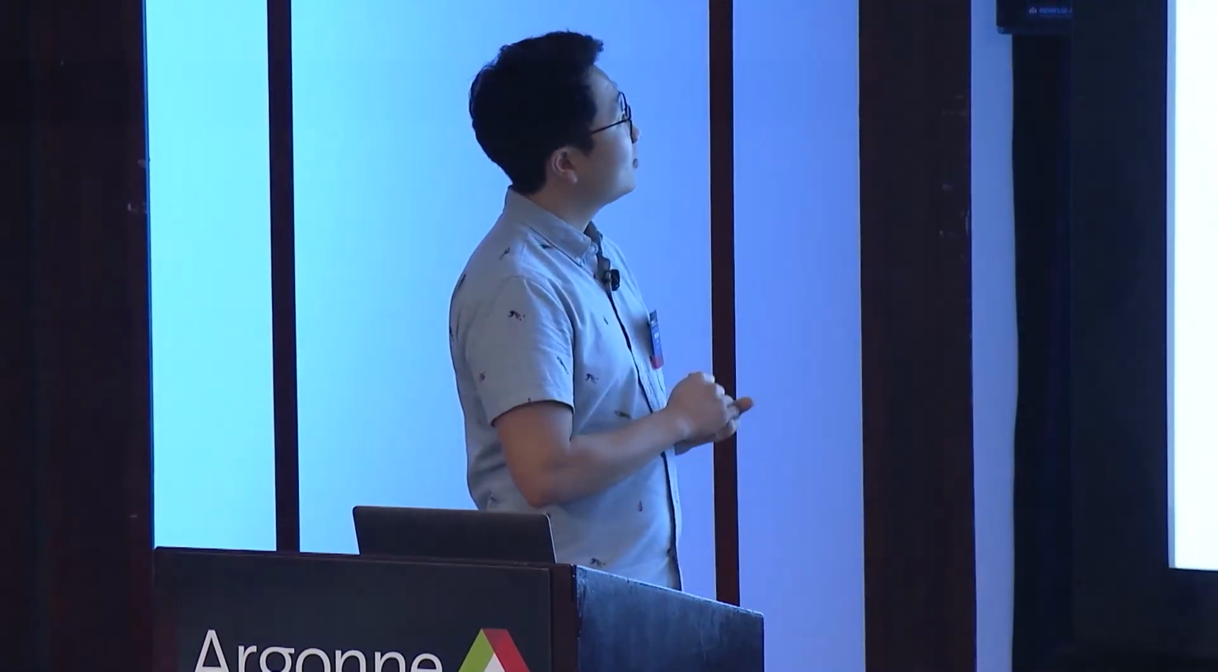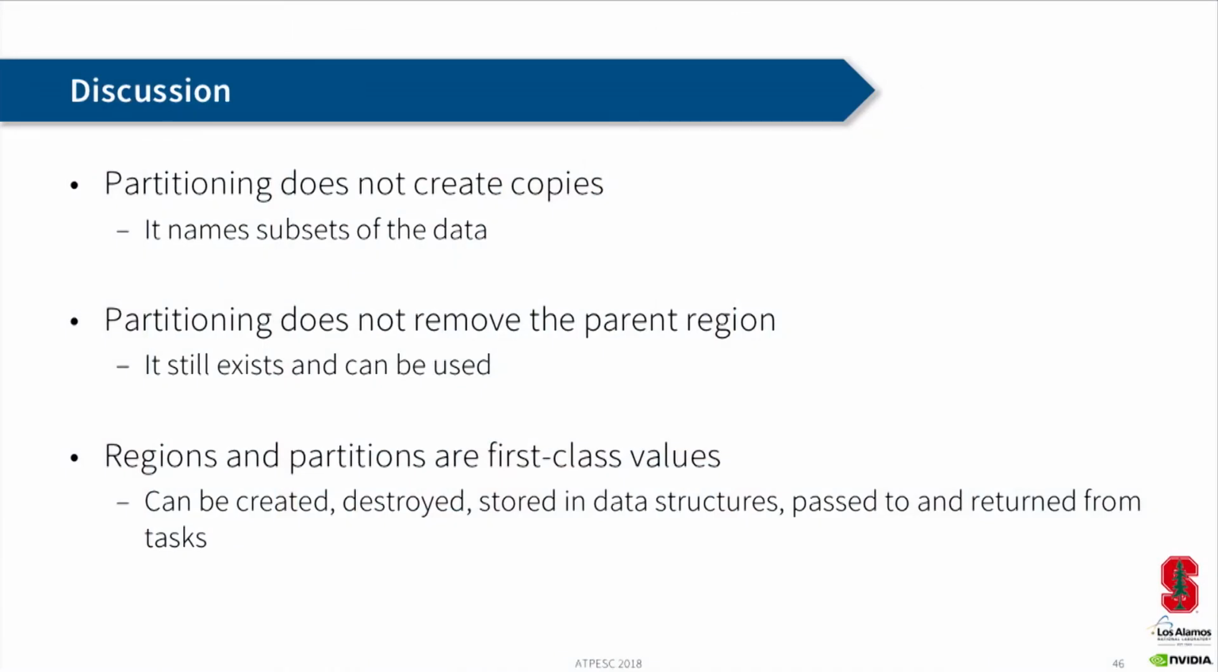A couple of things to note here is partitioning itself does not create a copy of the data. Okay, it just names a subset of data. It just describes how the partition should look like. So at that point, no data movement happens. And partitioning also does not destroy the existing region. Right. So the parent region and the partition can exist at the same time, and they can be used at the same time. If you look at the first example, some of the tasks are launched on the region itself, and some tasks are launched with the partitions.